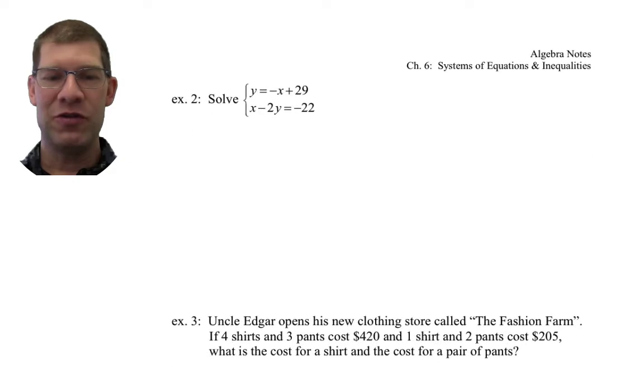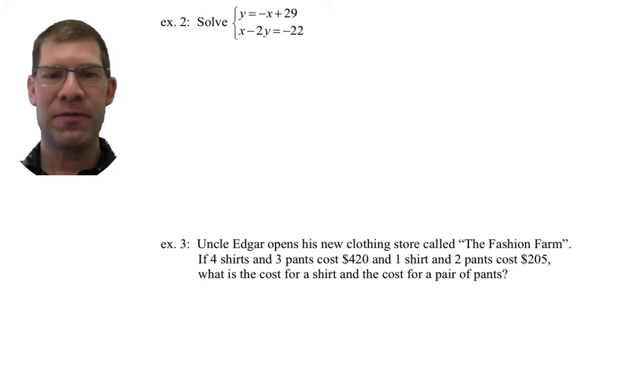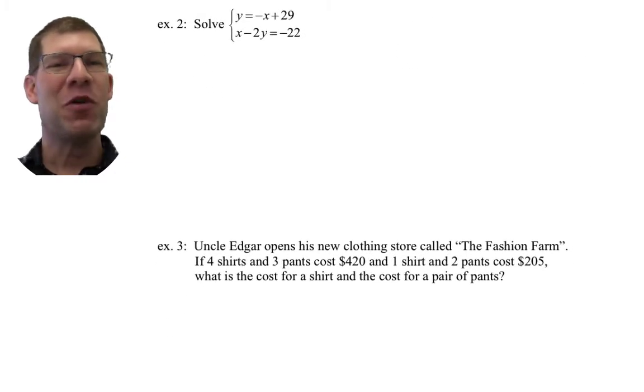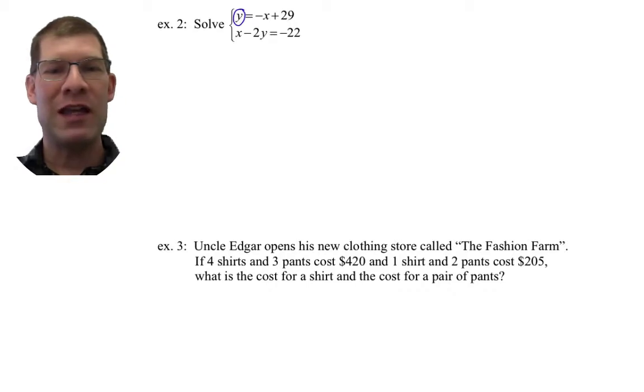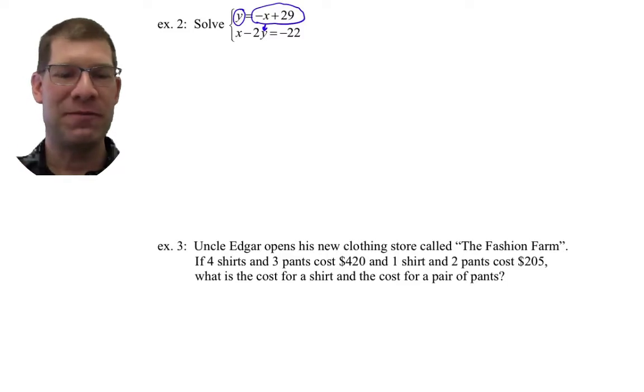If we were to do example 2. Example 2, it seems like most of them look more like example 2 than they did example 1. But it's really, really similar. They give us, all right, we know y equals this thing right here. So if those two are the same, we could take that and replace this y right there with what I circled, that negative x plus 29.